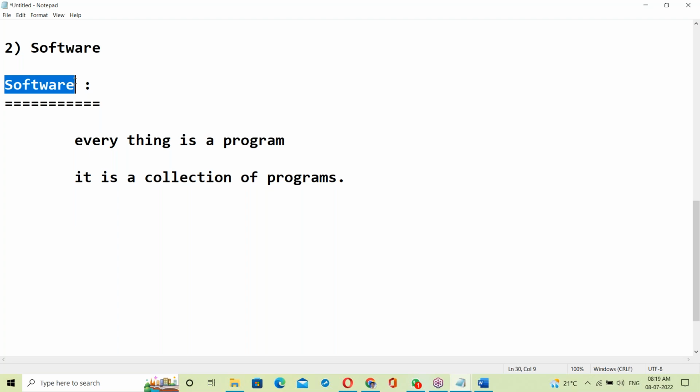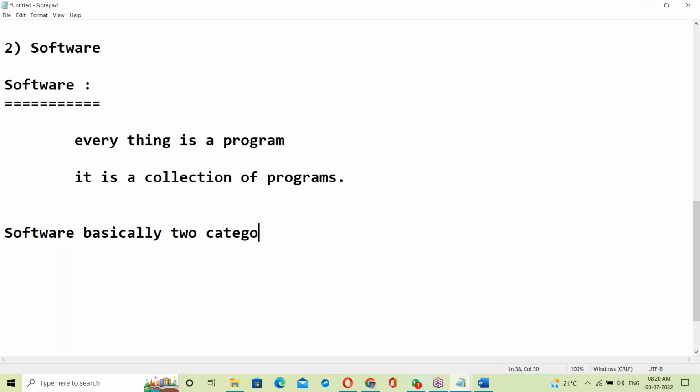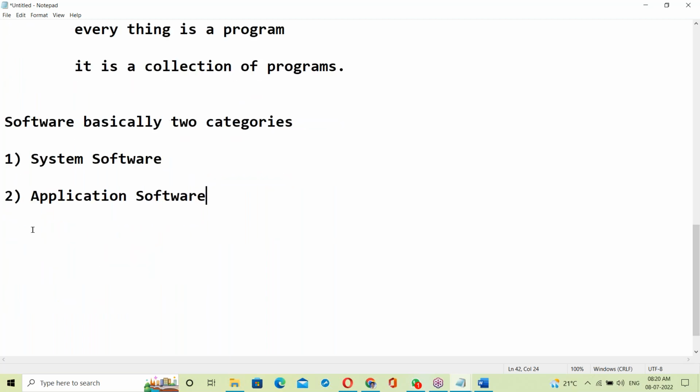Software basically has two categories. First one, system software. Second one, application software.